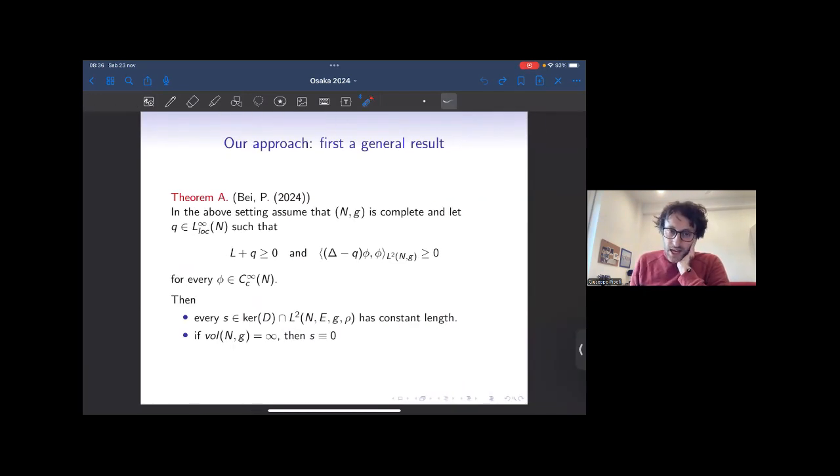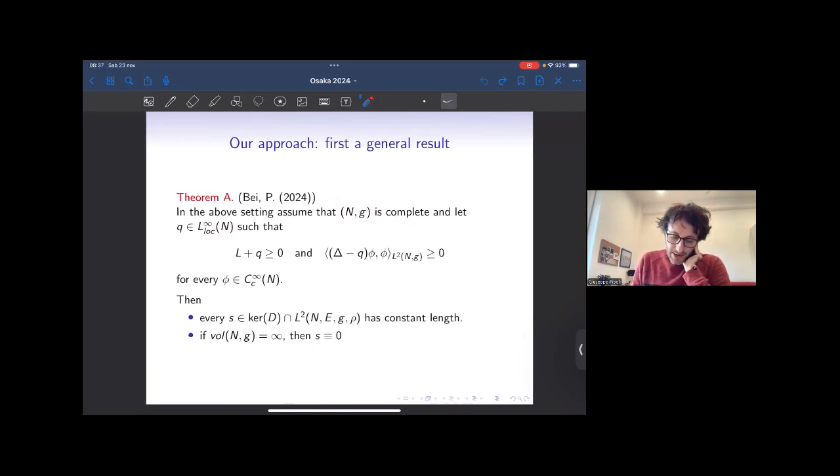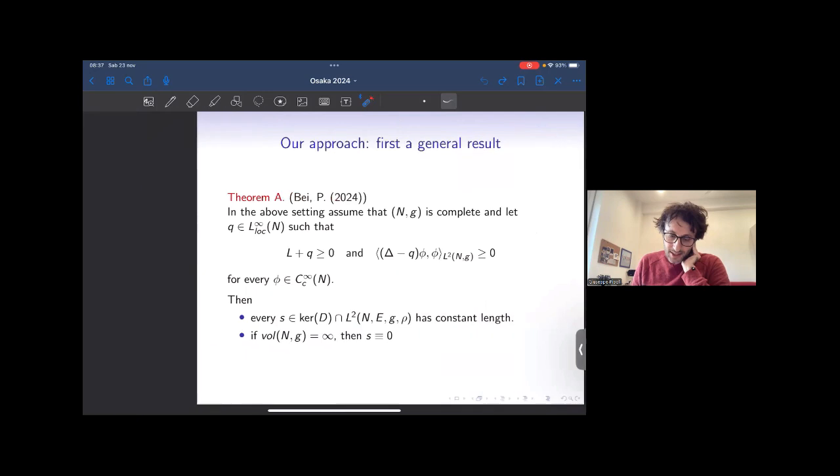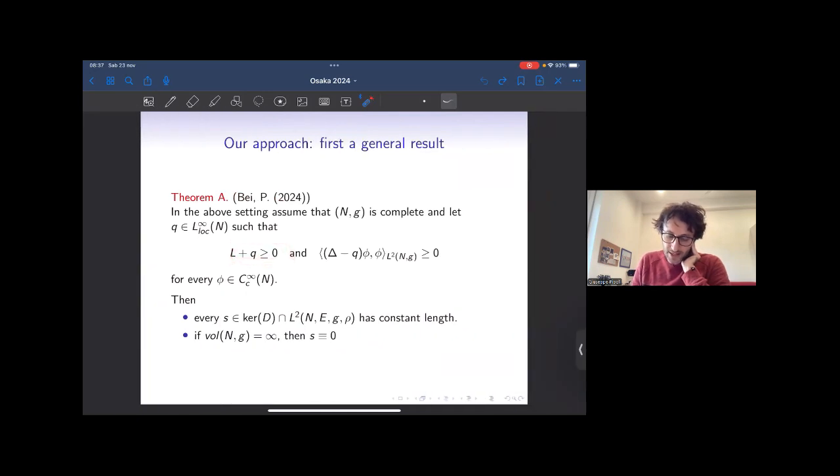So here is our general result. In the above setting, suppose that our Riemannian manifold is complete, and there exists a function Q such that the remainder in the Weitzenböck formula plus Q has a sign, and then the Dirac Laplacian minus Q has a sign in this weak formula. This one is the L2 product, so it is the integral of the product of the two elements.